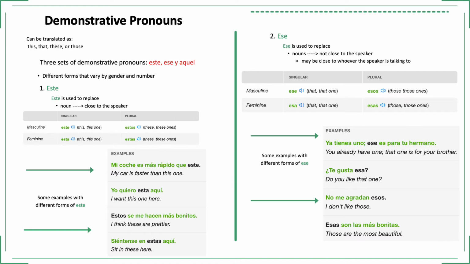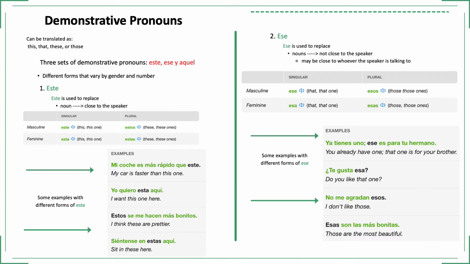Okay, so masculine and singular, you have este, which means this or this one. You have feminine singular, which is esta, this or this one, and then you have the plural ones, which are estos, which means this or these ones, and estas, which is feminine, this or these ones.